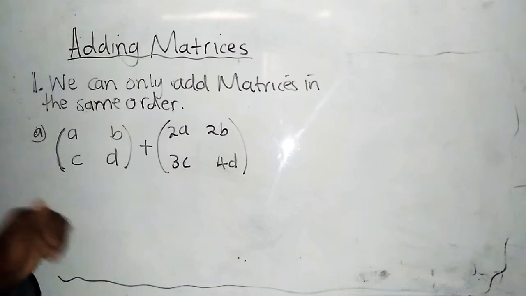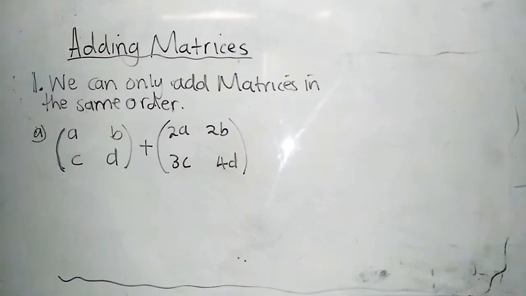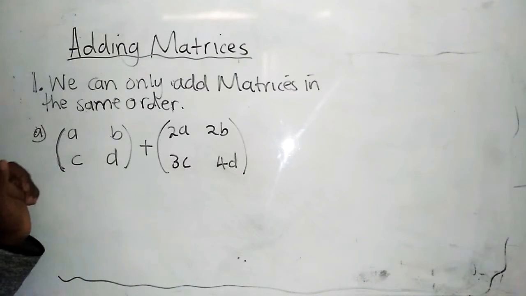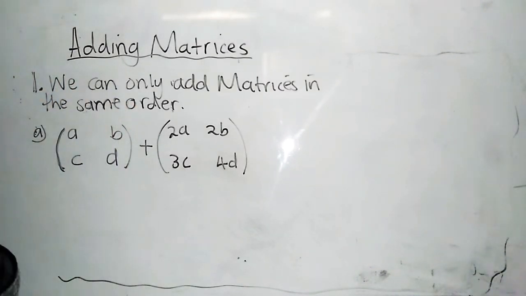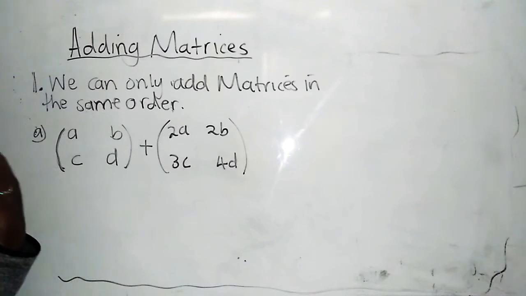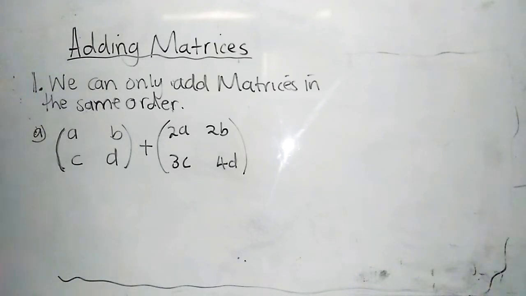Today we are adding matrices. So before we add, I need you guys to take note of something. We can only add matrices in the same order. Meaning to say, if they are not in the same order, we cannot add them. It will be impossible for us to add them.